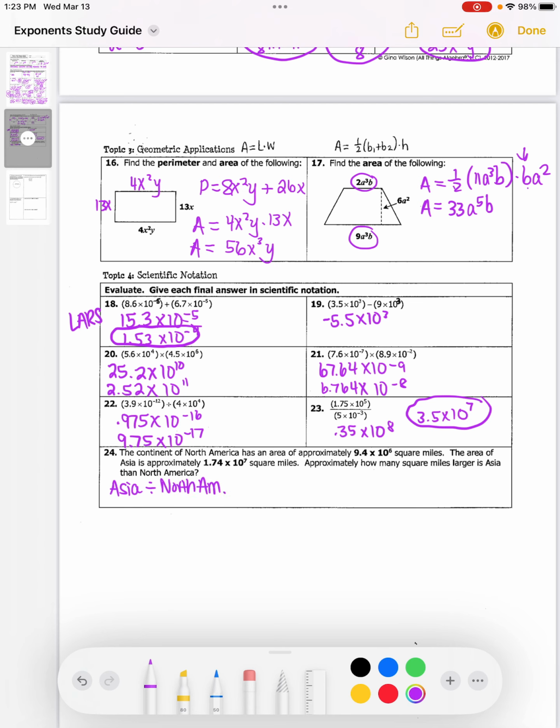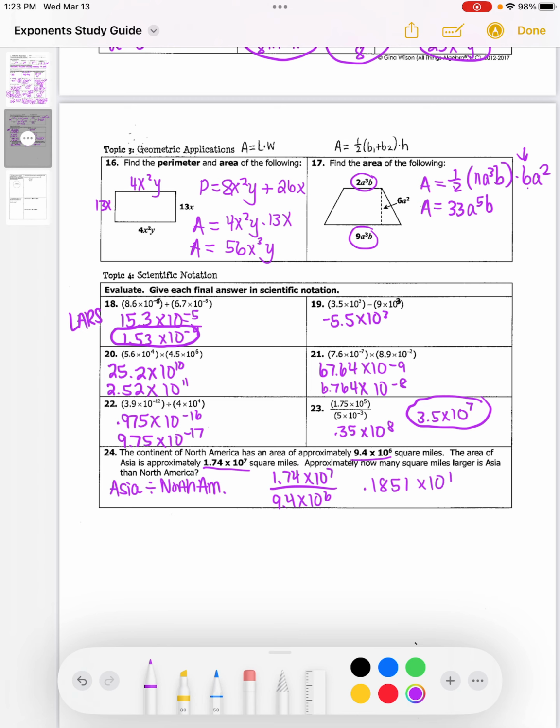Okay, so Asia's area is actually this number here. We would take 1.74 times 10 to the 7th, and we would divide it by North America's number, which is here. And 1.74 divided by 9.4 does not work out nicely. It's like an irrational number, but if I wrote down the first 4 digits, it would be 0.1851. When I use my exponent rules, the quotient rule says subtract. 7 minus 6 is 1.